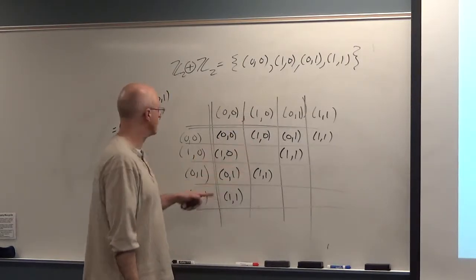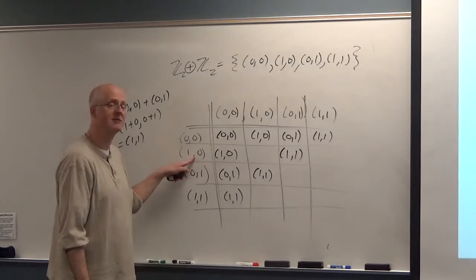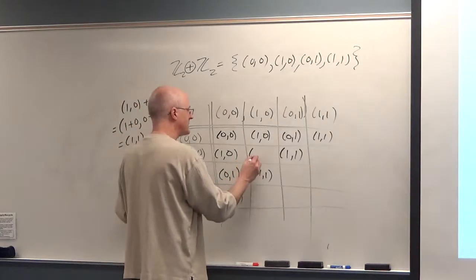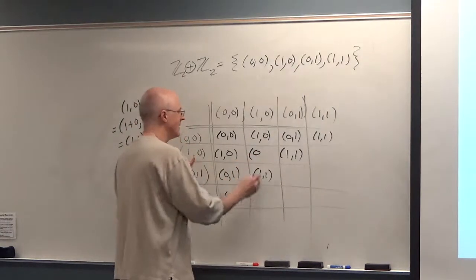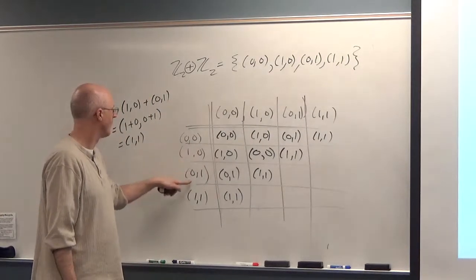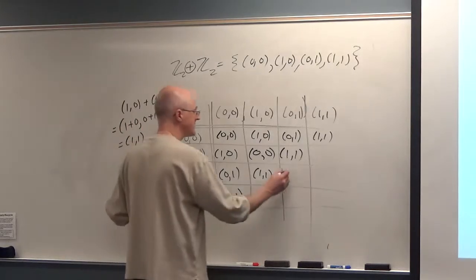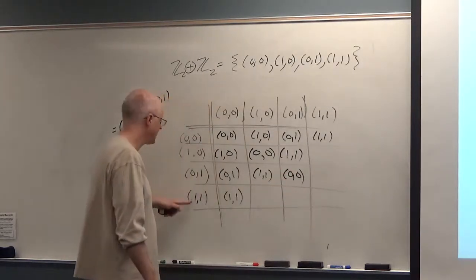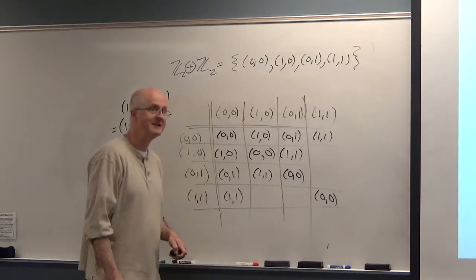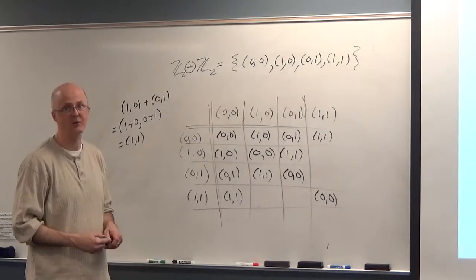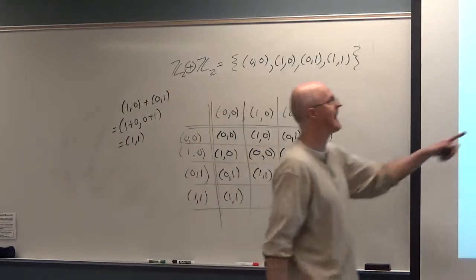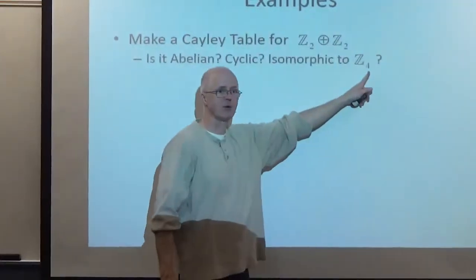What's 1, 0 plus itself? It's 0, 0: 1 plus 1, which is 0 mod 2, comma 0. I'm doing addition mod 2 in both components. What's 0, 1 plus itself? Also 0, 0, the identity. What's 1, 1 plus itself? Also 0, 0, the identity. This group's not cyclic. Every element is its own additive inverse. It's not cyclic. It's not going to be isomorphic to Z4.